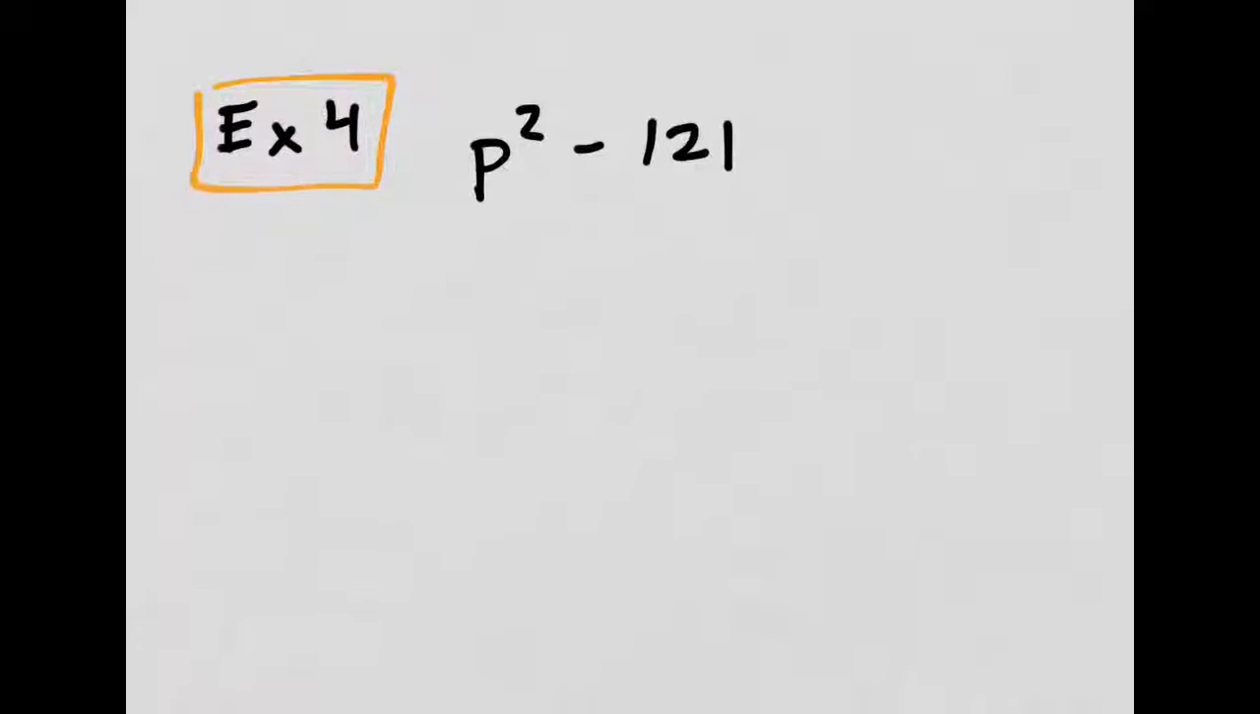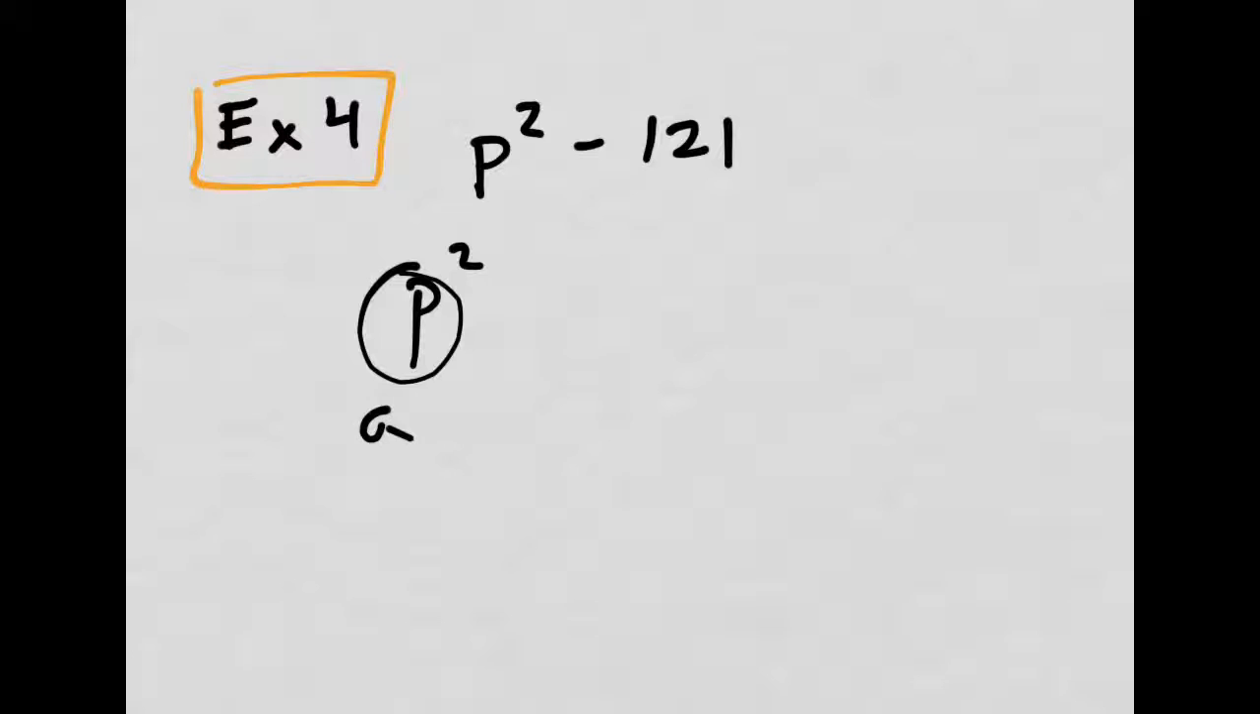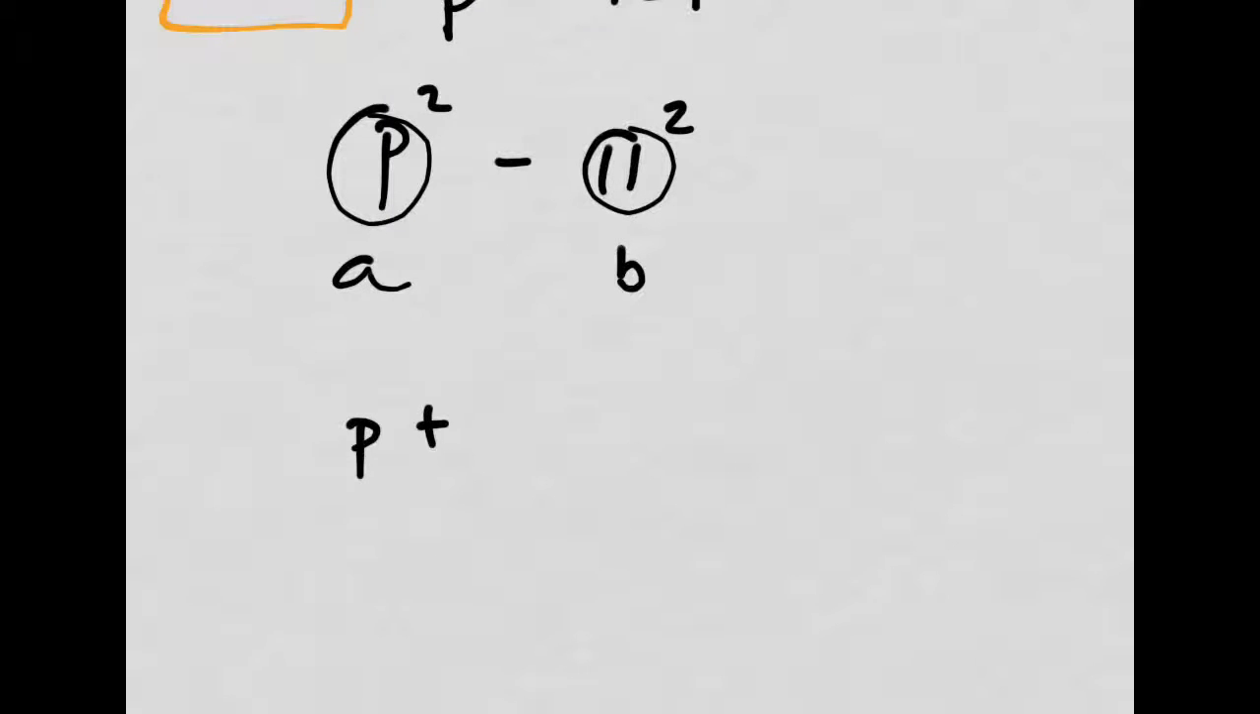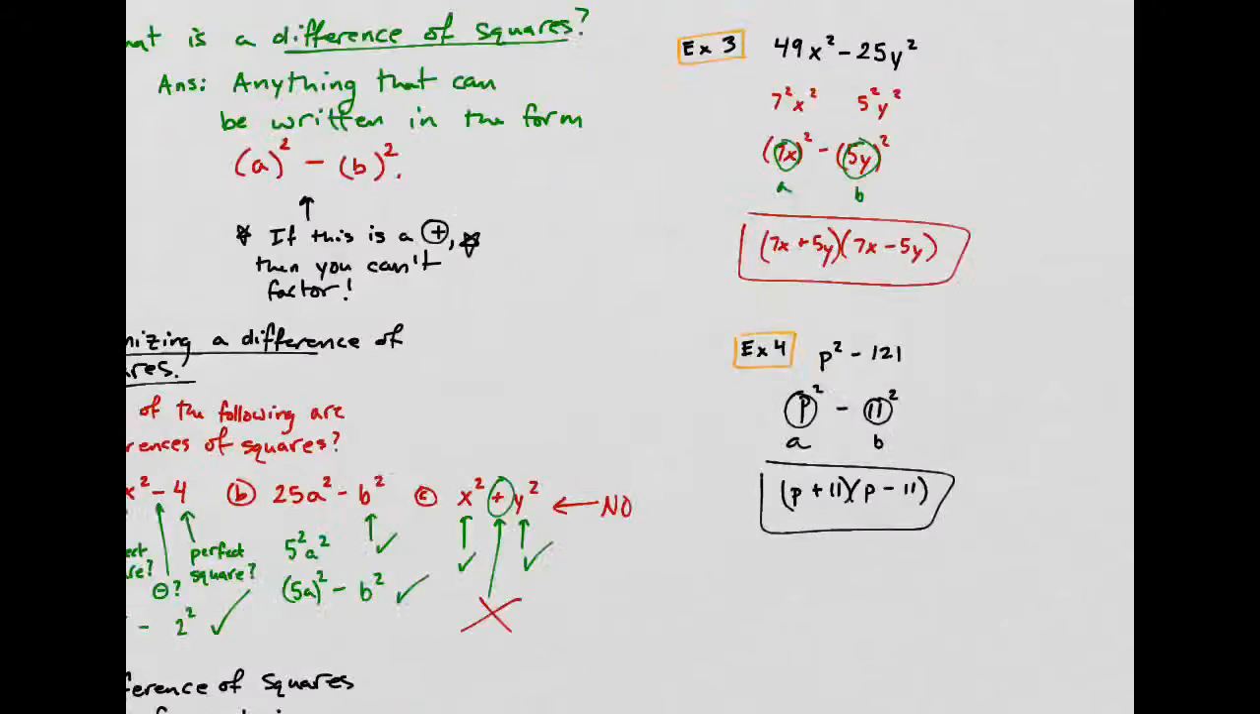Let's do a really easy one. Well, first, p squared, that's already written how I want it. That part is A. And then minus, this is 11 squared. So that part is B. So we just get p plus 11 and p minus 11. And that's all we do. That's it.